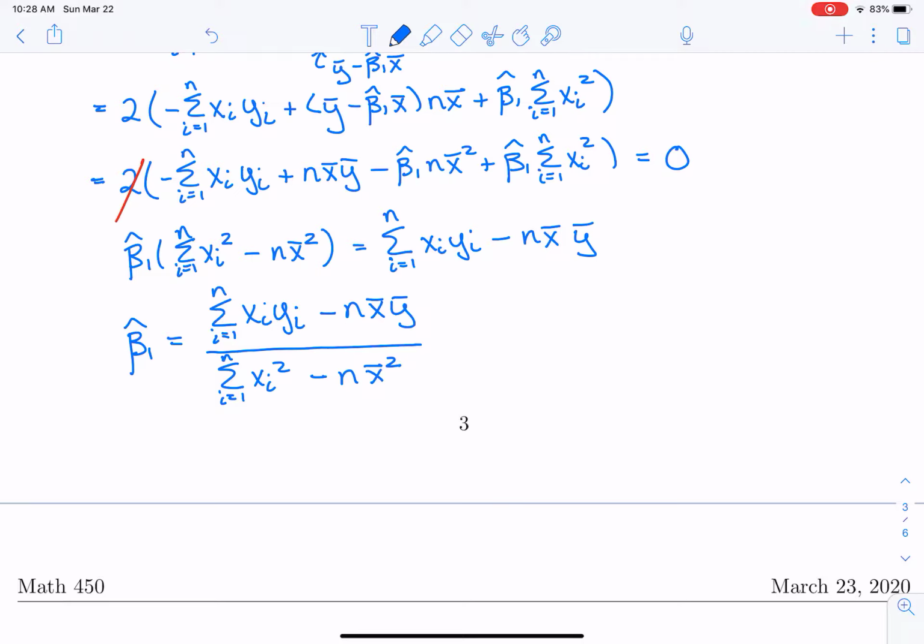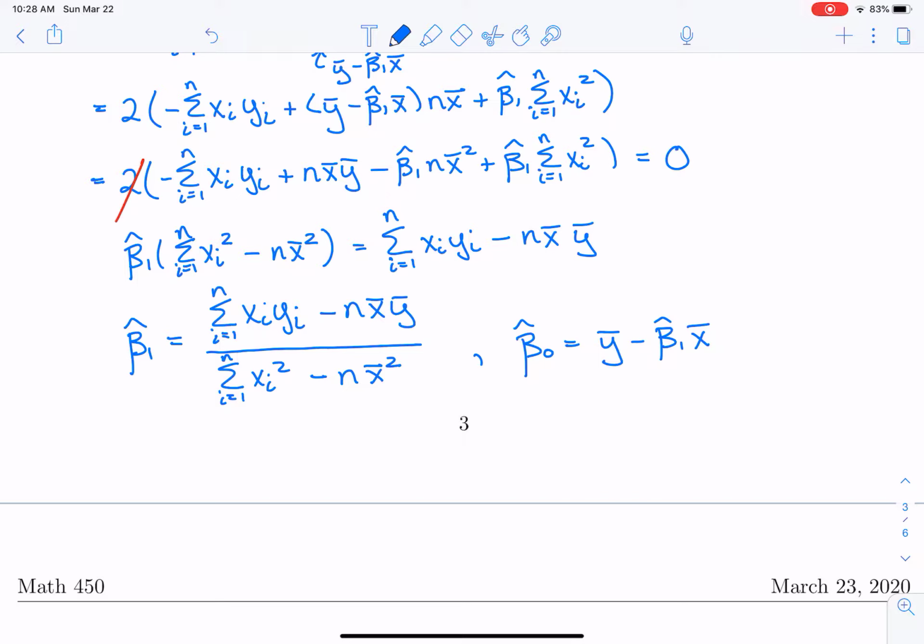So that can be calculated all using our data, and then beta 0 can be calculated once we have beta 1. It's just y bar minus beta 1 hat x bar. Again, those are all things that are calculated using our data. So at this point, we have what seems like a complicated formula for slope, but it's all in terms of our data. And the same thing for the intercept. It's all in terms of our data.